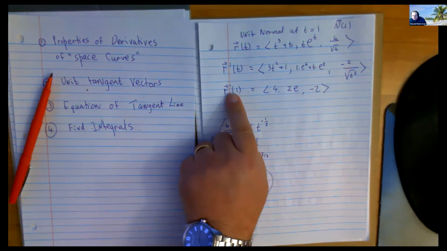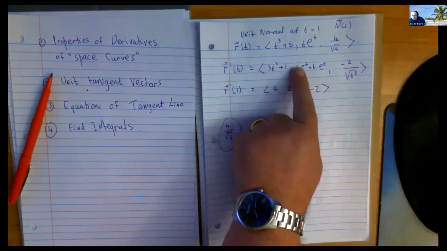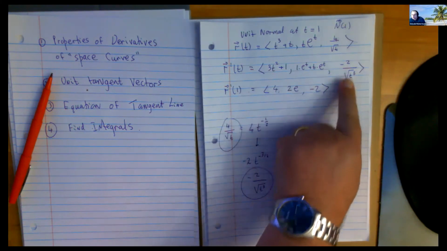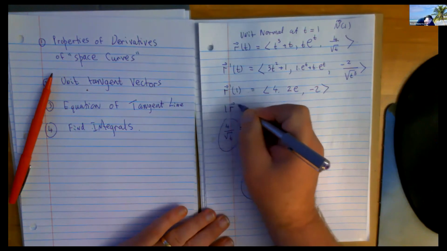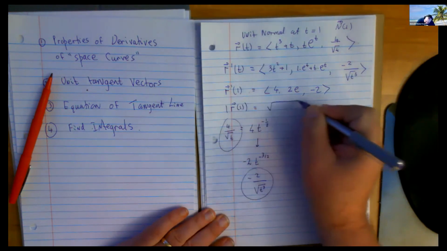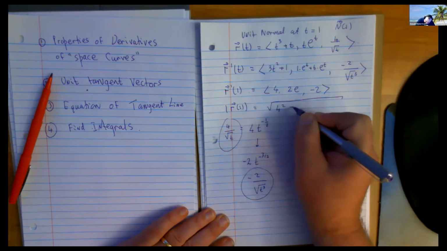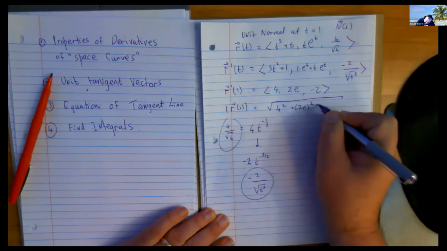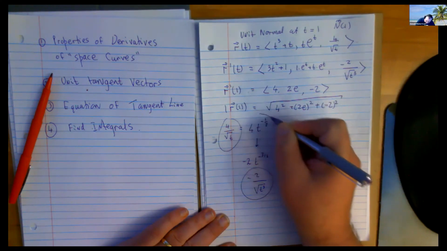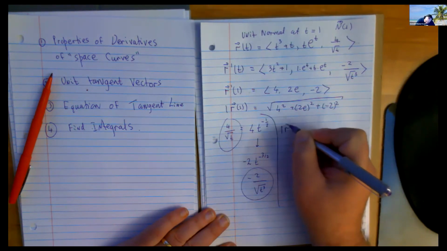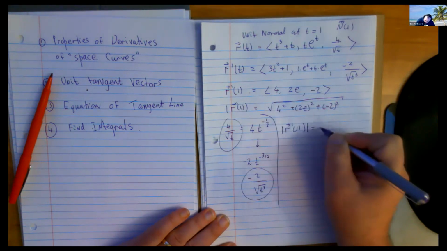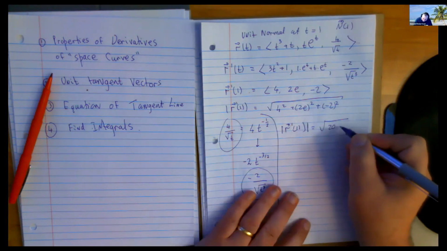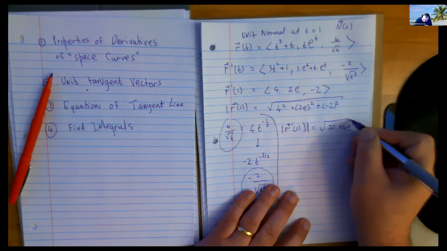This is the value of the space curve at 1, right? I've replaced all these guys with 1, and hopefully that's the answer. So far, so good. Now, I need to find the magnitude of it, which is 4 squared, 2e squared, plus -2 squared. And the magnitude of this guy then is square root of 20 plus 4e squared.